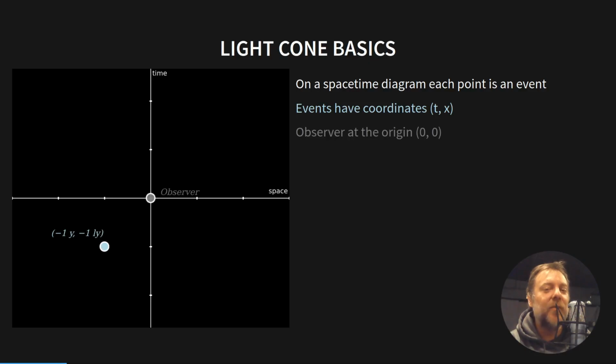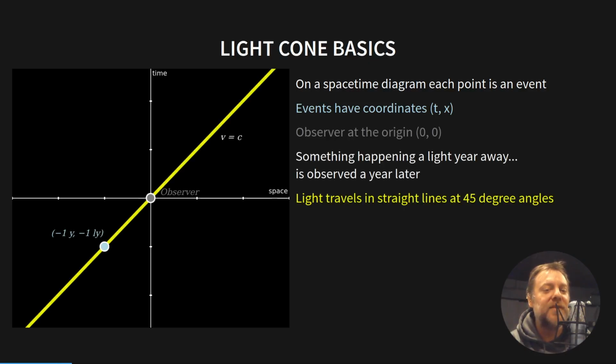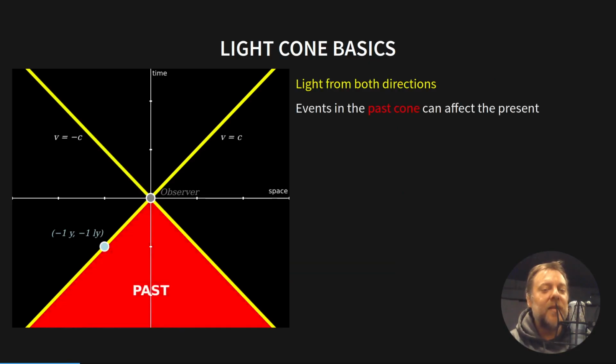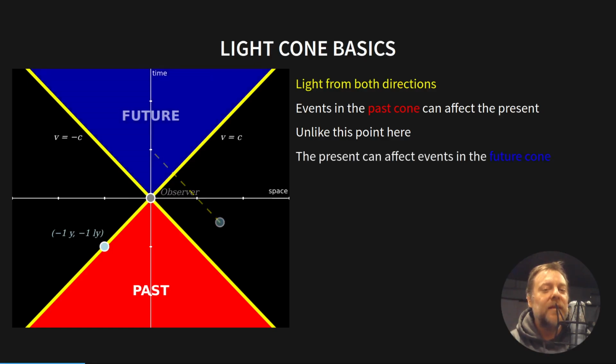This event will be observed by an observer at the origin 1 year later because it takes light a year to get from the event to the origin. This shows light coming from both directions. The area down here is called the past light cone. Events in this area can affect an observer at the origin in the present, unlike this point, which will get to the observer later. This area is called the future light cone.